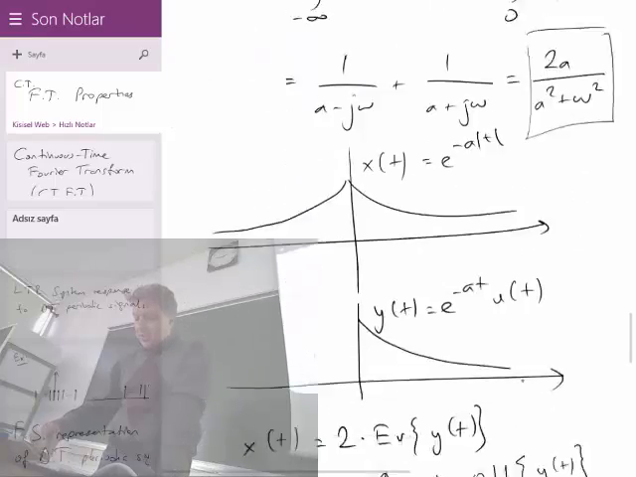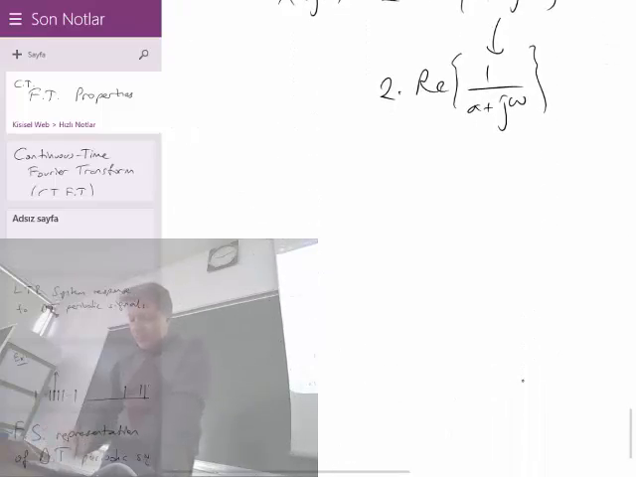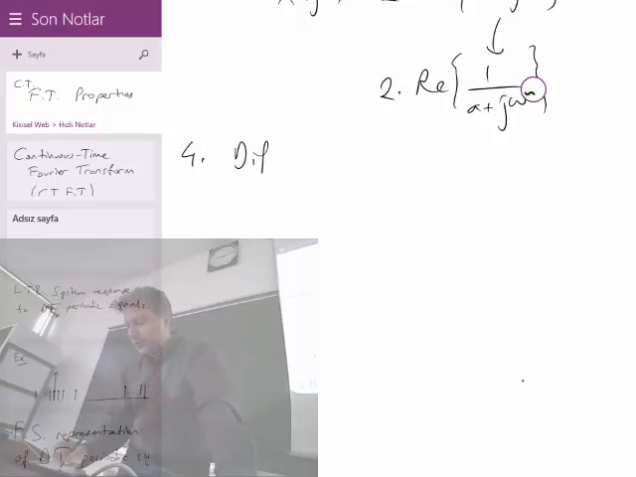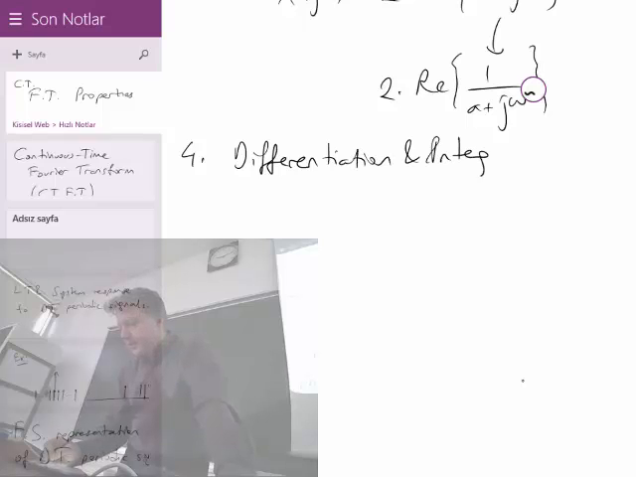Now we can proceed with the fourth property, which is differentiation and conversely integration, of course. So let's write it: differentiation and integration. Now this property comes from the fact of linearity of the Fourier transform.